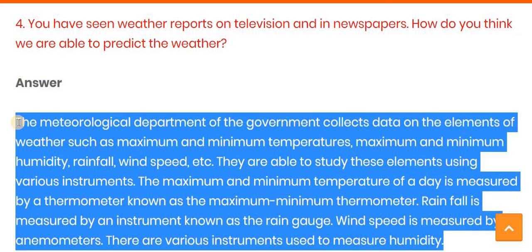So the answer is the meteorological department. Meteorological department means who look after the weather and give the report accordingly. So that comes under the meteorological department. The meteorological department of a government collects the data on the elements of weather such as the maximum and the minimum temperatures, maximum and minimum humidity, then the rainfall, wind speed, etc.